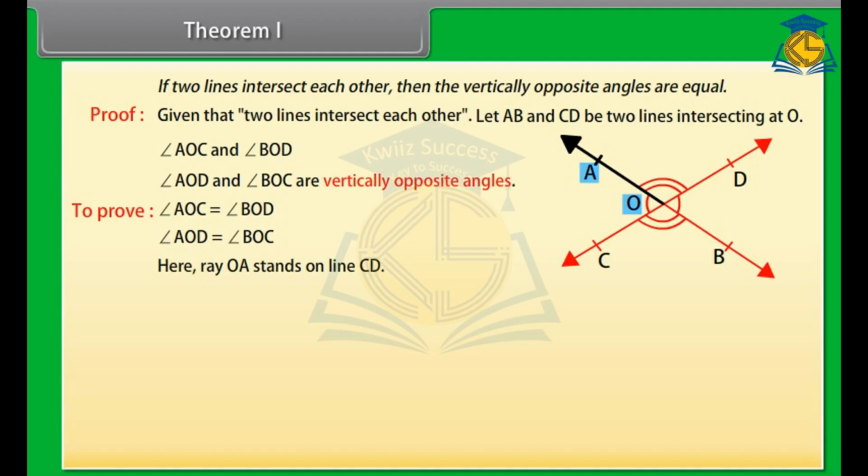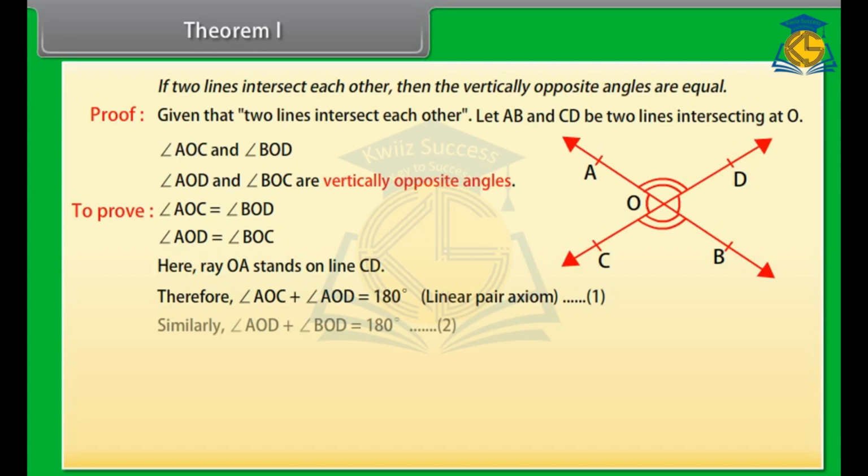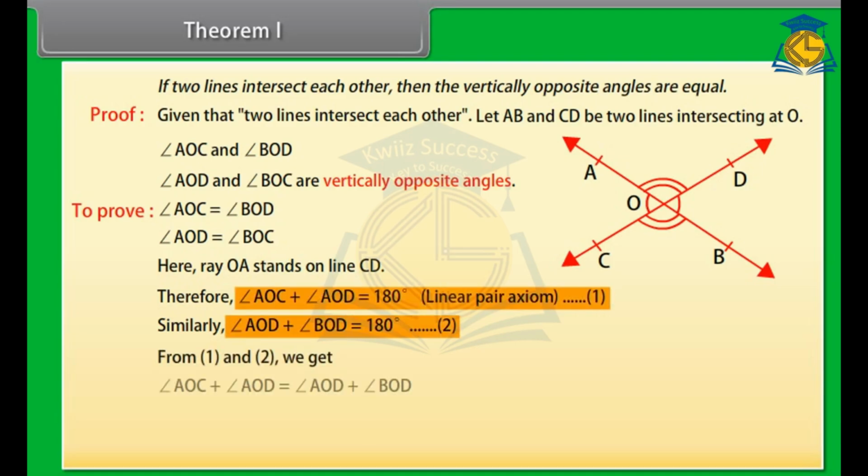Now, ray OA stands on line CD. Therefore, angle AOC plus angle AOD is 180 degree. Linear pair axiom, mark it as 1. Similarly, angle AOD plus angle BOD is equal to 180 degree. Mark it as 2. From 1 and 2 we can write angle AOC plus angle AOD is equal to angle AOD plus angle BOD. This implies that angle AOC is equal to angle BOD. Similarly, it can be proved that angle AOD is equal to angle BOC.